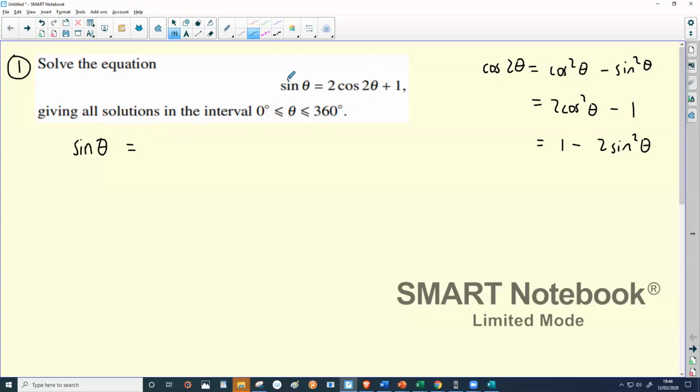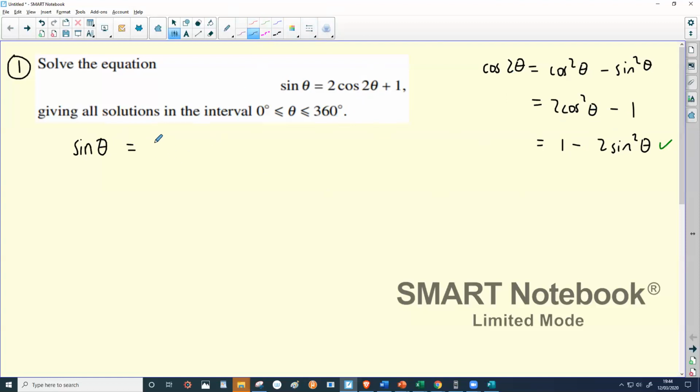When we think about sine theta on the left-hand side, I can't change that. So I don't want to get a quadratic in terms of cos squared and sine. I don't want the first one or the second one. I want just one in terms of sine. So therefore, I am going to pick this third version here.